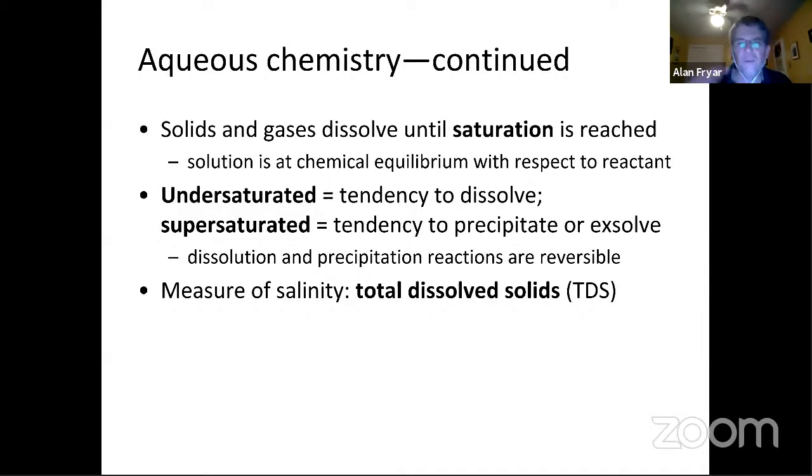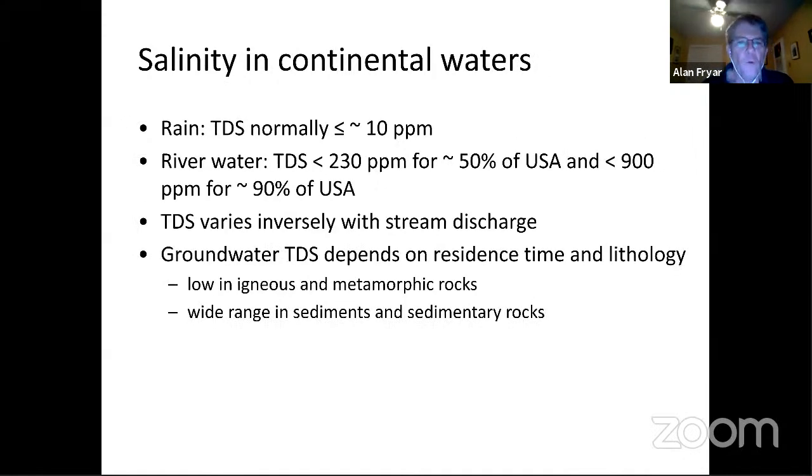And the things that I'm talking about here don't just pertain to groundwater, they pertain to surface water and even seawater as well. So when we talk about continental waters, typically the total dissolved solids concentration in rain is relatively low, no more than about 10 parts per million. And parts per million is a term that, for dilute solutions at least, basically equates to milligrams per liter. If you assume that 1 liter of water equates to a mass of 1 kilogram, then milligrams per kilogram equates to milligrams per liter. Strictly speaking, mass per mass is parts per million.